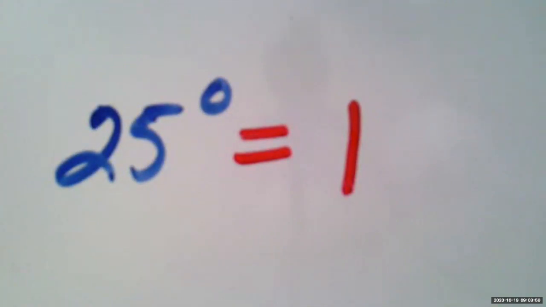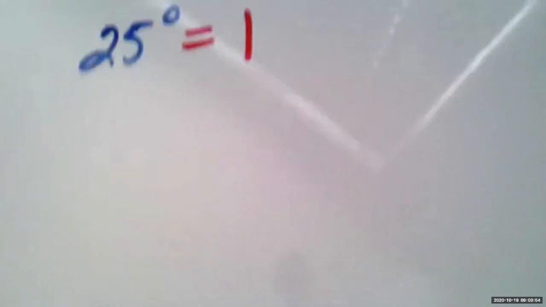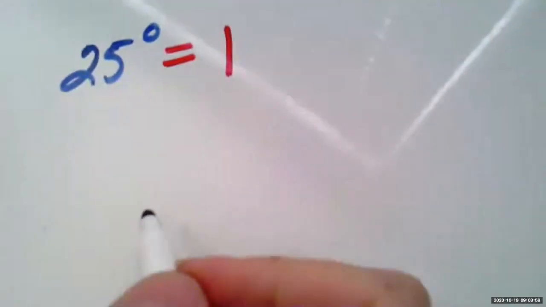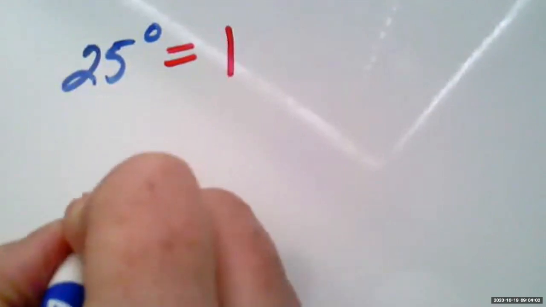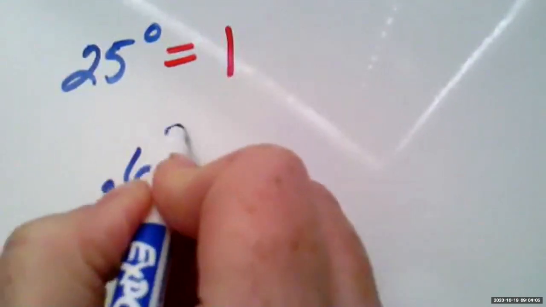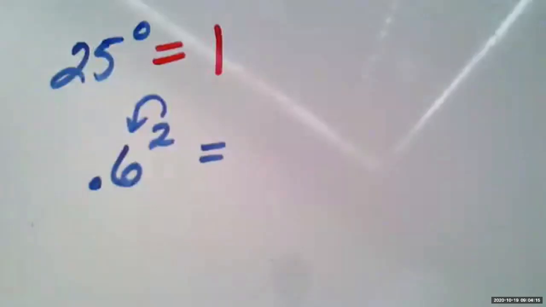I'm going to take it up even another notch because I don't want you to forget other things. This is going to be really mean, but I'm going to do it anyways. How about 0.6 to the 2nd power? Woohoo, got a decimal now. 0.6 to the 2nd power. The rule is the same. This exponent tells you how many times you have to multiply 0.6.